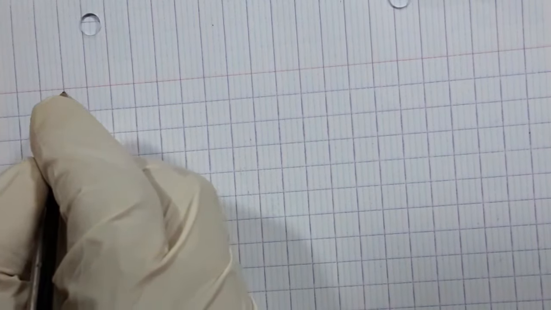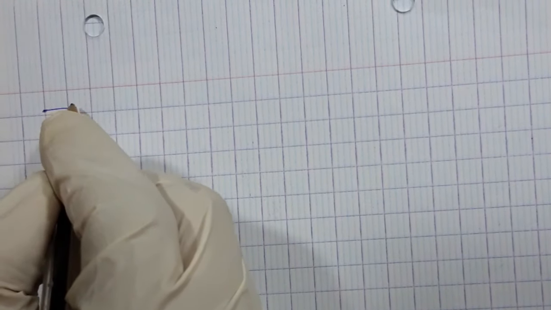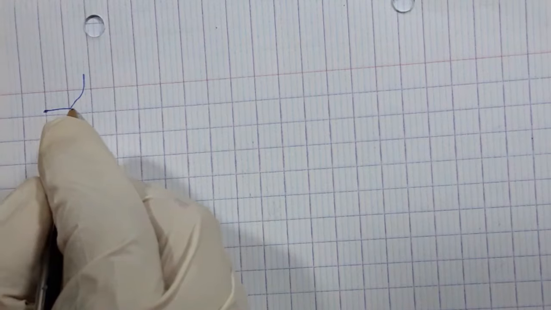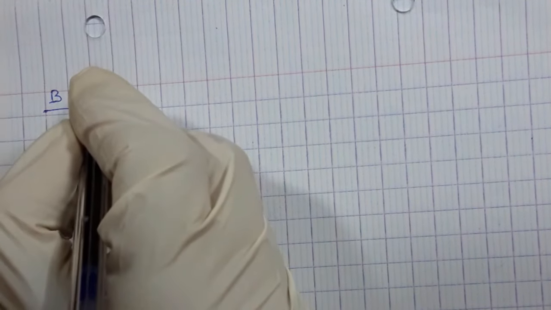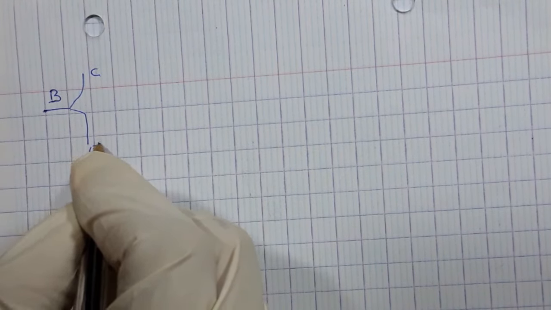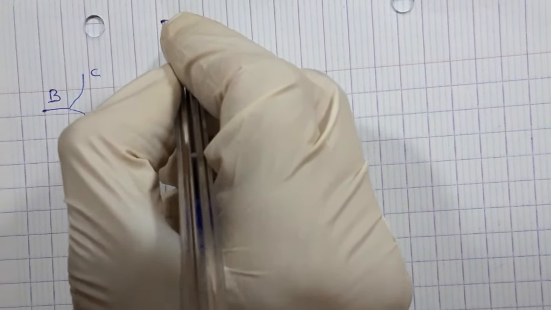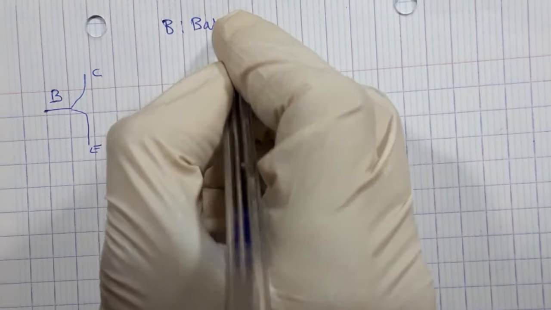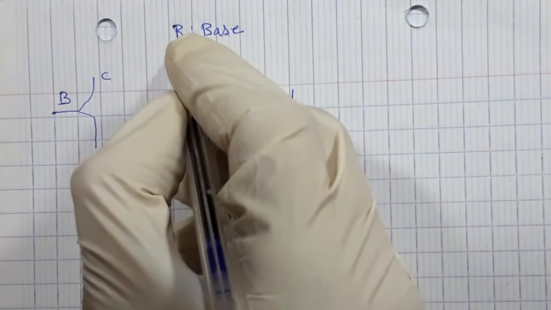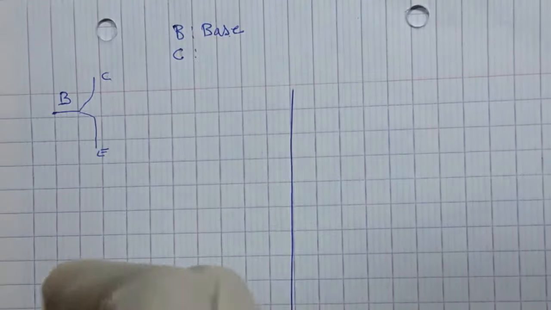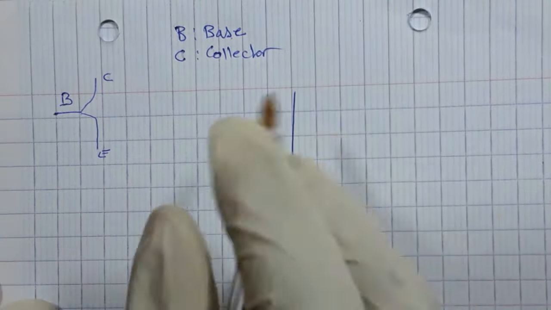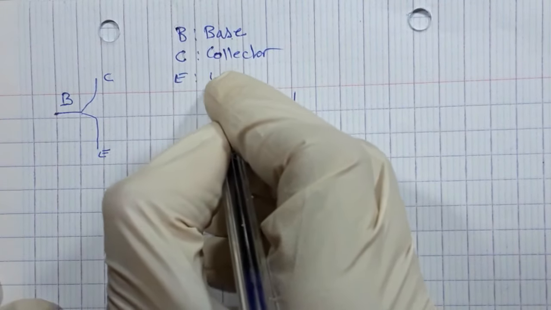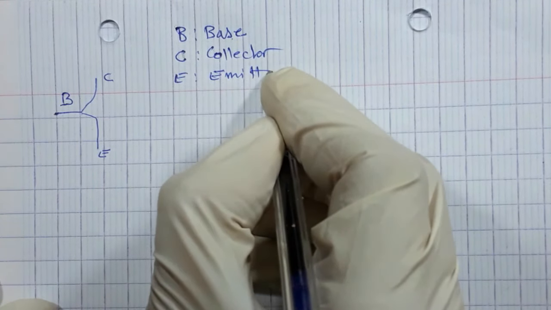So this is the symbol for the transistor. We can do it like this. This is the base, this is the collector, and this is the emitter. B for base, C for collector, and E for emitter.